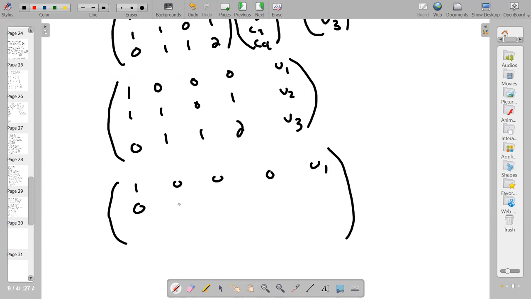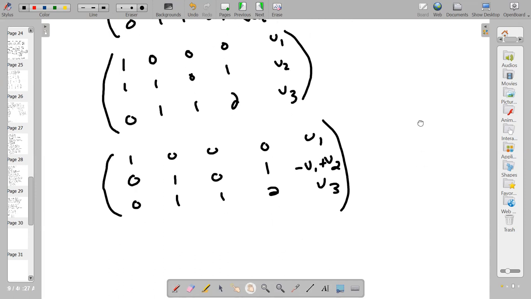You got a bunch of zeros here, so not much happens, right? So you have a 1, 0, and a 1. If you're adding the negative of the first row to the second row and then replacing the second row, what you're going to wind up with is a minus V1 plus a V2 right here. And the third row is 0, 1, 1, 2, 3.